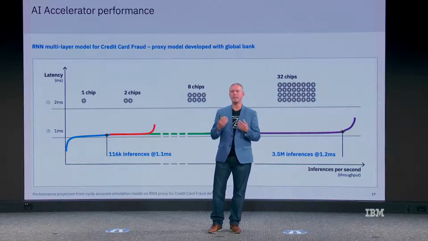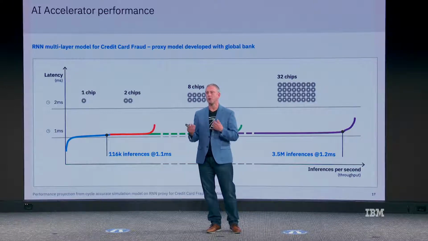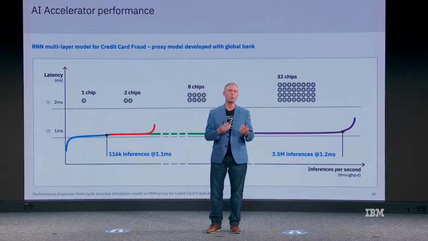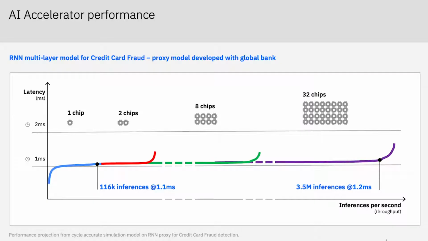So we built a number of models in cooperation with our clients, proxy models that reflect real-world applications of AI inferencing. On this chart, I'm showing one example. This is a recurrent neural network that we co-developed with a global bank to reflect their credit card fraud scoring models. And we ran that model on a single Telum chip, and we can run more than 100,000 inferences every second with a latency of only 1.1 millisecond.